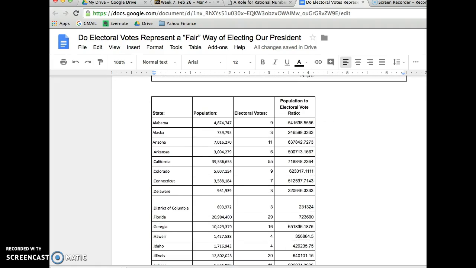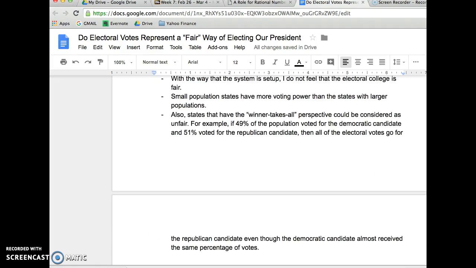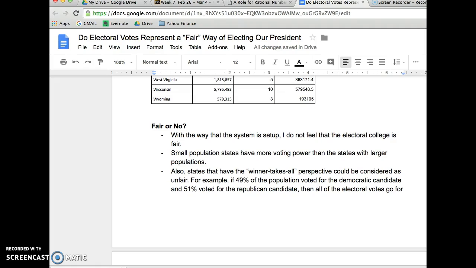And in this table, I just calculated the population divided by the electoral votes, which gave us that population to electoral vote ratio. And you can see, like DC, this is the population, the electoral vote, and this is how many people are representative of one vote. The smaller states really seem to be in favor. So if we scroll down, I was trying to explain if it's fair or not. I really feel like maybe the Electoral College might not be the fairest situation because, like I said, the smaller population states have more voting power than the states with larger populations.